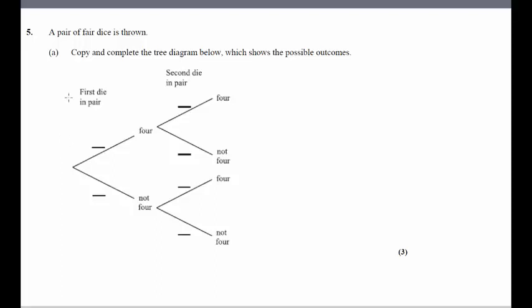Last question is that a pair of fair dice are thrown, and they want you to complete the tree diagram. And so you have to think about probabilities and tree diagrams, but what's the chance that you get a 4 on the first die? And that's obviously 1 out of 6. So not a 4, it's 5 out of 6.